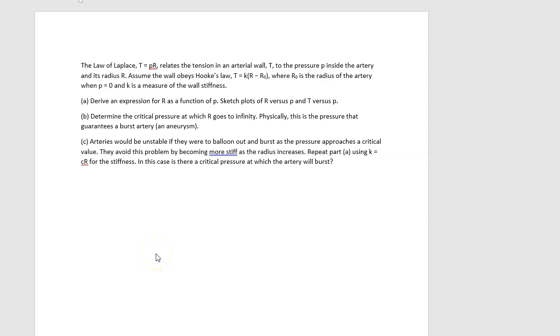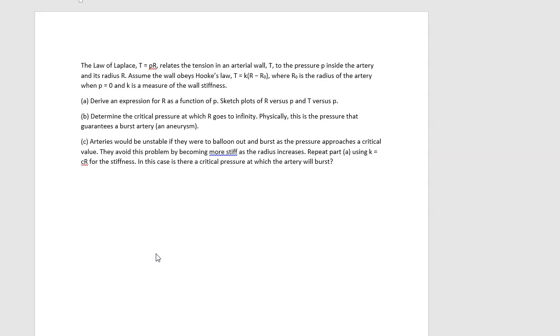I wanted to look at this problem just because it's a fun problem. The law of Laplace states that the tension in the wall of an artery is equal to the pressure times the radius of the artery. And so this relates tension in the arterial wall to the pressure, and Hooke's law, which you may remember from springs, where force equals kx, right?